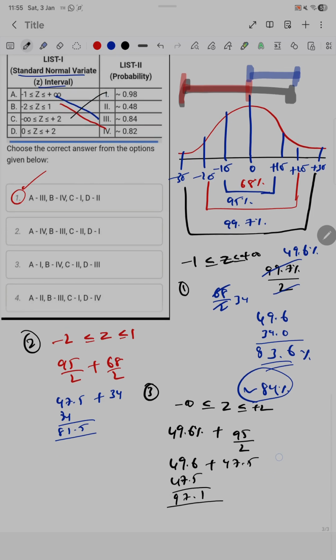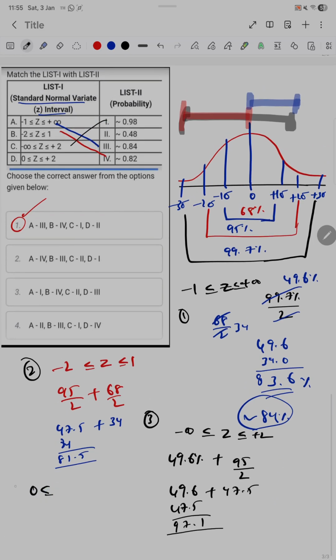Similarly, the next one is 0 to infinity, that is 0 to +2. 0 to +2 we already know is 47.5%, that is 48. That's it. This is how we can solve this kind of problem.